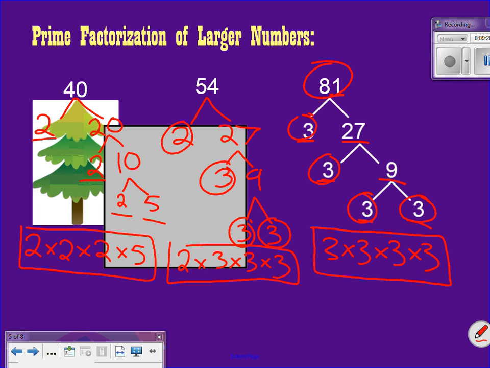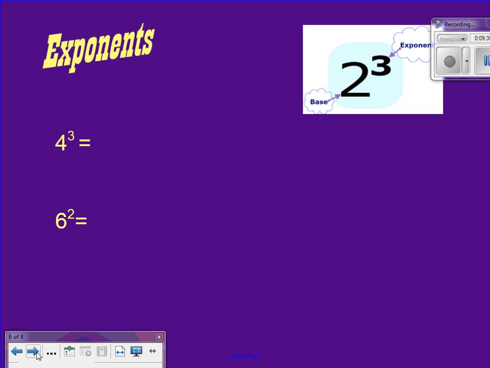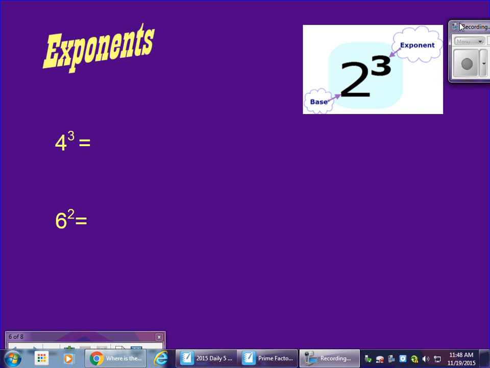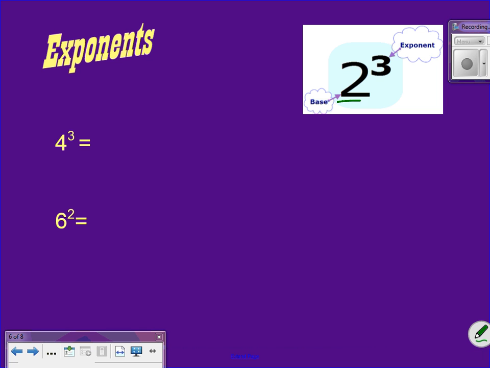So when we're working with bigger numbers, a lot of times it gets repetitive. We have 3 2's, or we have 3 3's, or we have 4 3's. So what we do to save some time and make it a little more clear is we use exponents. You guys know exponents a little bit, but let's review it first before we start implementing exponents into our prime factorization. So for 2 to the third power, the big number is the base, and the smaller number is the exponent.